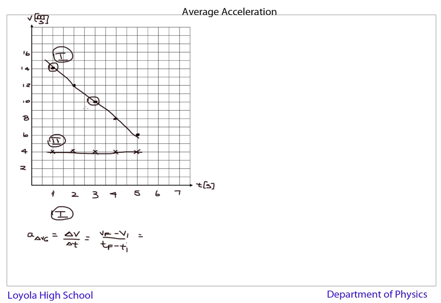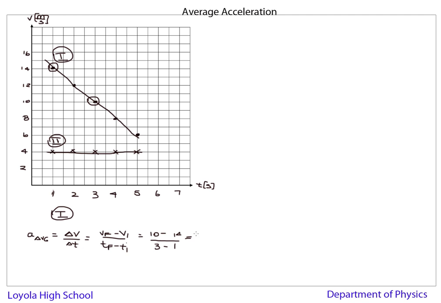So I'm going to get, let's see, my final velocity is going to be 10, because as time goes by, time is going this way. So my final velocity here is 10, and my initial velocity is 14 at the top there. My final time is 3, and my initial time is 1.